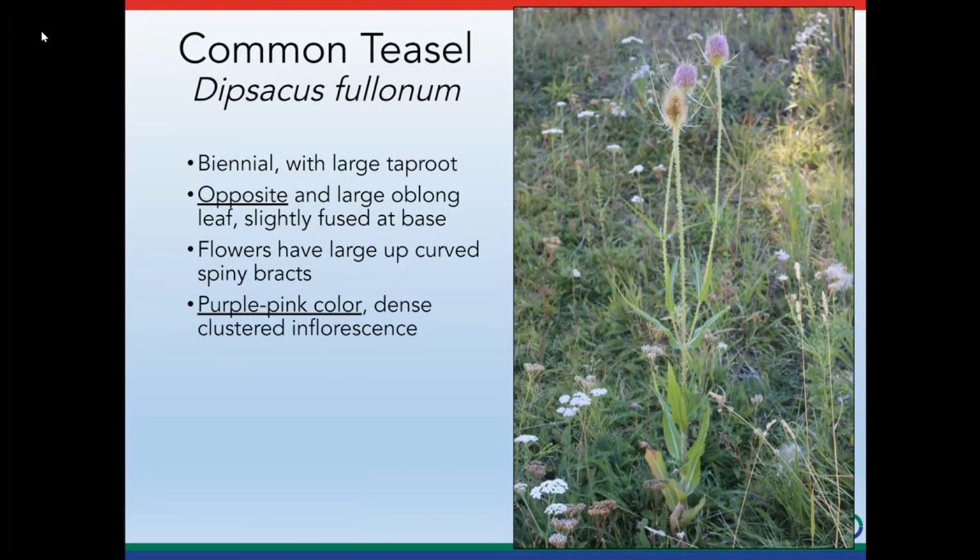The flowers, as you can see, have these large upcurved spiny bracts that not only are pointy on the end, but also have spines along them. There are spines along the stem, on the midrib of the leaves, and all the way to basically the ground. It has a cone-shaped inflorescence with pink or purple, densely clustered, very small flowers.